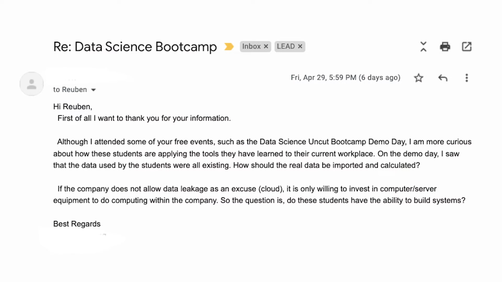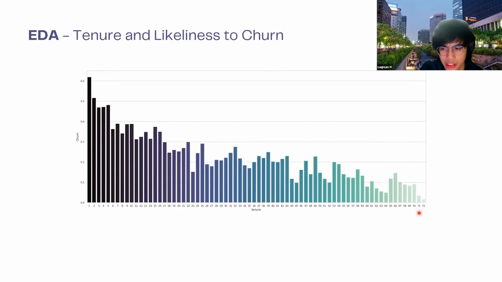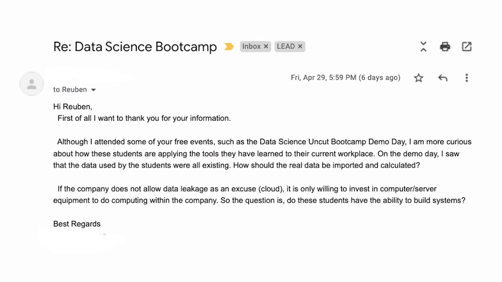Although I attended some of your free events, such as the Data Science Uncut Bootcamp Demo Day, I am more curious about how some of your students are applying the tools they have learned to their current workplace. On the demo day, I saw that the data used by the students was all existing, meaning that they get this data from a data source somewhere. The data set is ready. How should the real data be imported and calculated? If a company does not want to allow data leakage as an excuse for using cloud, and is only willing to invest in computer and server equipment to do computing?